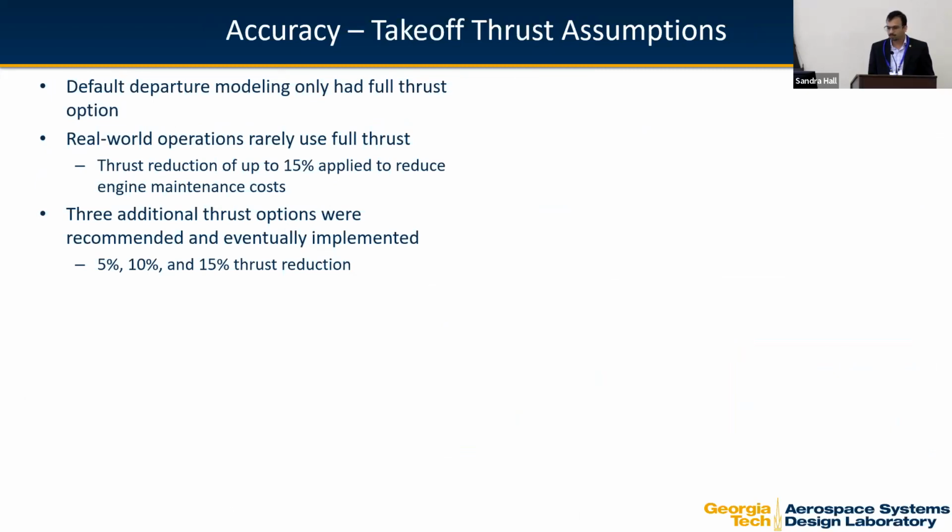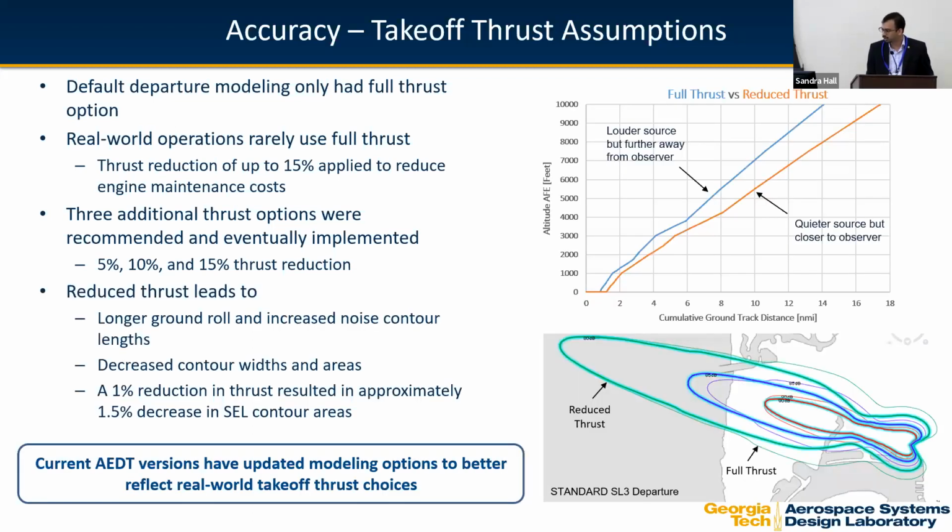Moving on to takeoff thrust assumptions. Again, the default option in ADT would assume full thrust for takeoff and full climb thrust for the climb. But that's not really what we see in the real world. Unless you're severely performance limited, you wouldn't want to use full thrust for your operations. You can usually do a thrust reduction of up to 15% to save some engine maintenance costs. So we again went into it, and we saw that 3 additional profiles were recommended for reduced thrust. We're looking at 5, 10, and 15% thrust reduction.